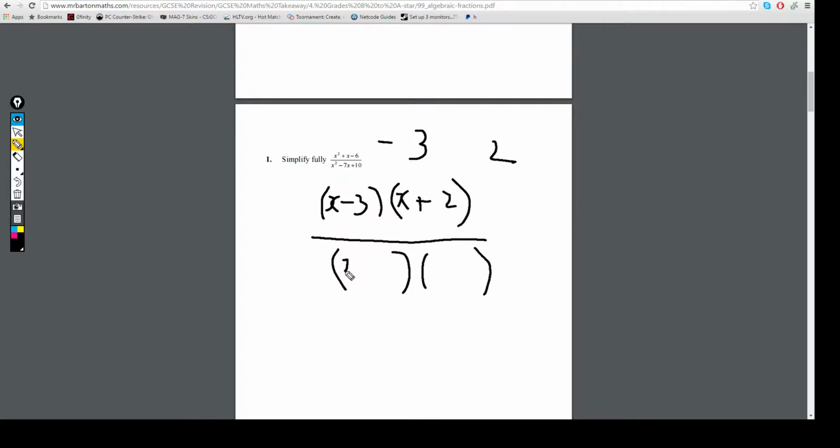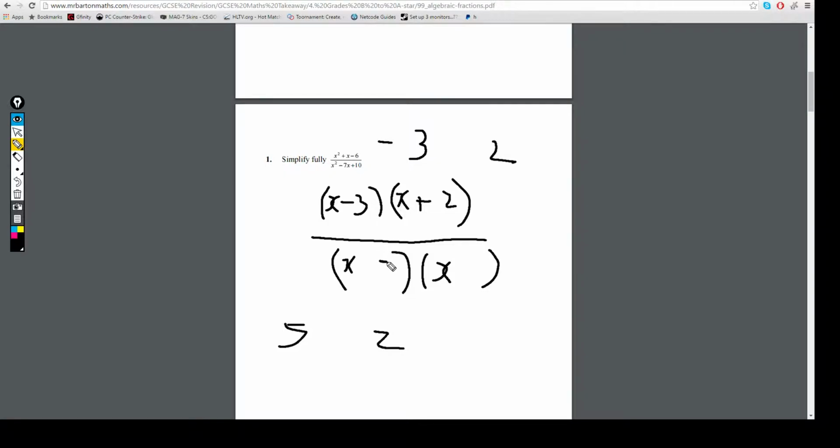Okay, and now on the bottom we do the same here. So what we'll do is we'll have to find something which times to get 10 and adds to get minus 7. So 5 times 2, 5 and 2. That's what we could use here, but we need to make it a minus.